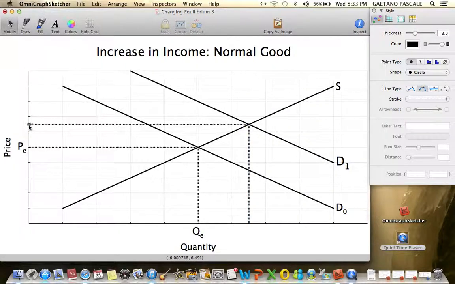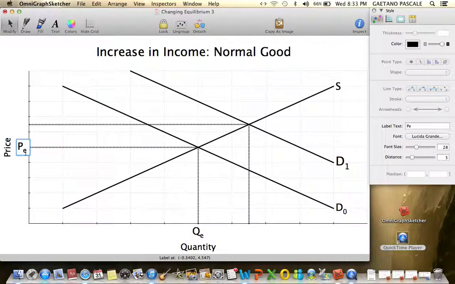All right, and if I label this, and let me change this to P0, there's the original equilibrium quantity, and this is the original price, and this is the new equilibrium quantity. Here is P1, make it subscript, and here is Q1.